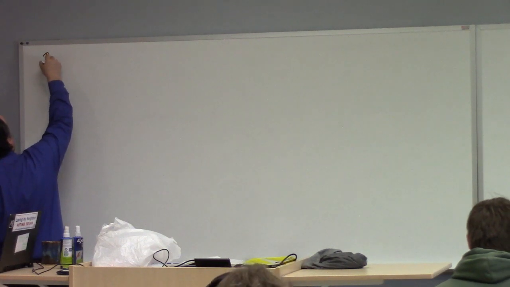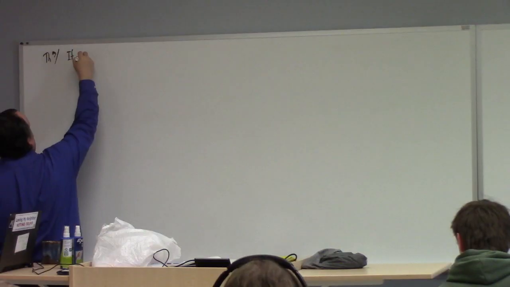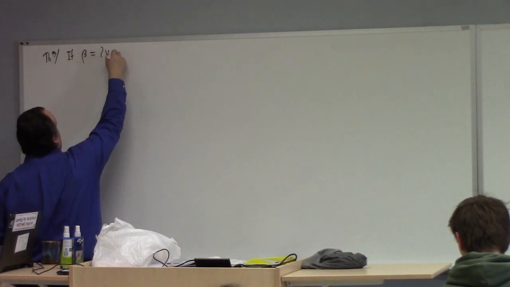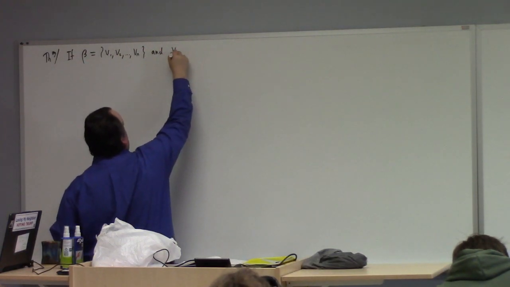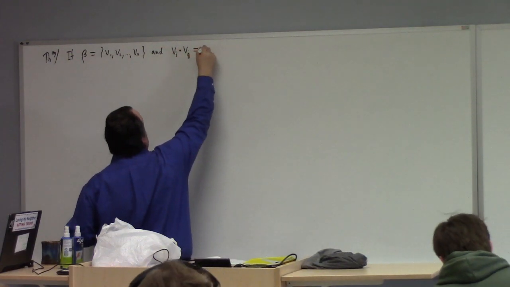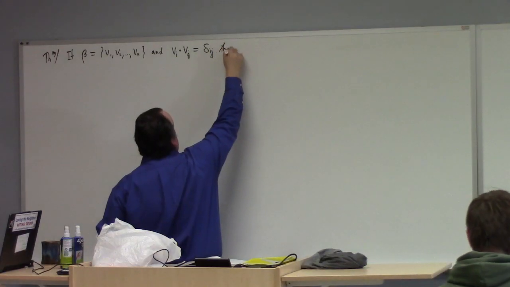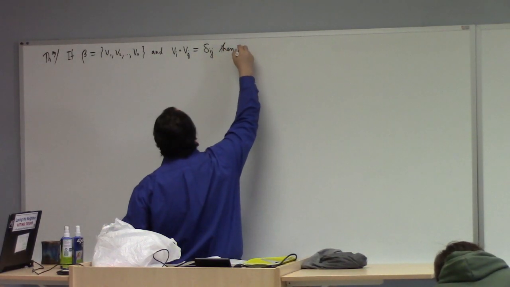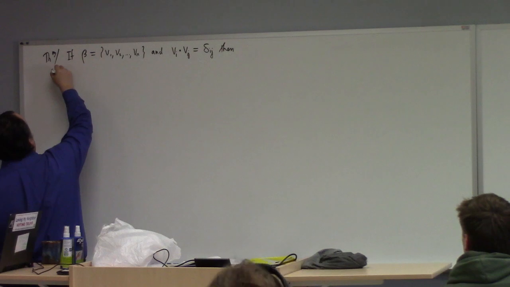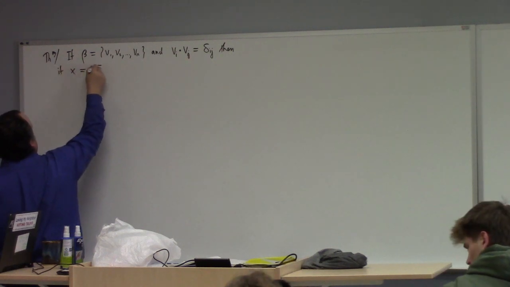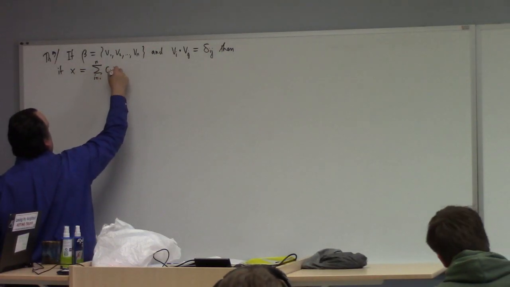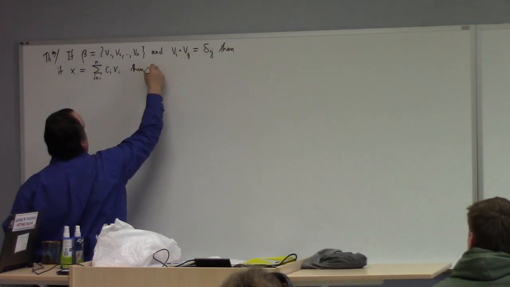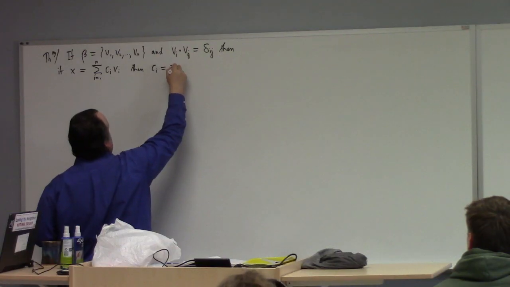So, let's see here. Theorem: if we have beta is v1, v2, ..., vn, and vi dot vj is equal to the Kronecker delta ij, then of course if x is equal to the sum i equals 1 to n of ci vi, then ci is simply obtained by x dot vi.